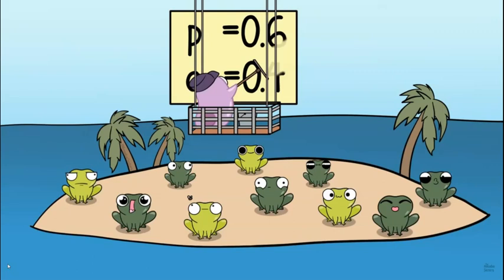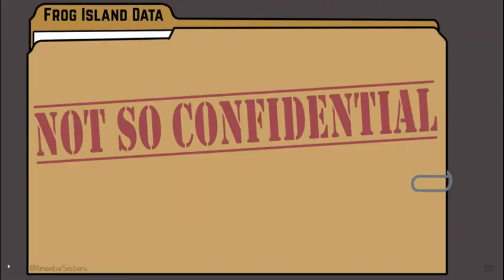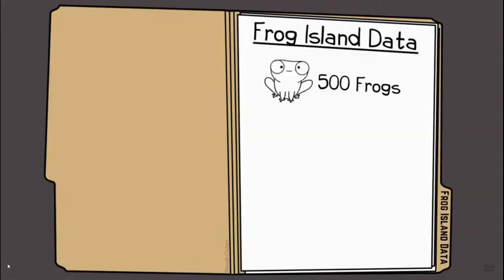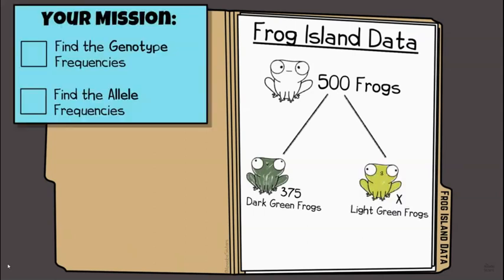New population of frogs, so forget the previous frequencies. This is a new frog population in a new frog land, but we'll still use the same allele letters. So here's the information you get for this new population. There are 500 frogs, and of those, 375 frogs are dark green. The rest are light green. With that information, please solve all genotype frequencies and all allele frequencies if in Hardy-Weinberg equilibrium.